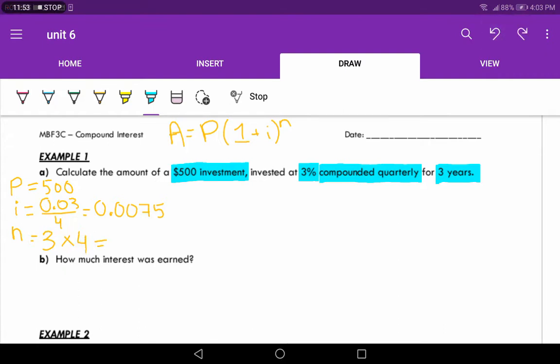That's always going to be the case. You're always going to be multiplying by the same number you divide by. And 4 times 3 or 3 times 4 is 12. Once we have all of that information, it's just a matter of substitution.